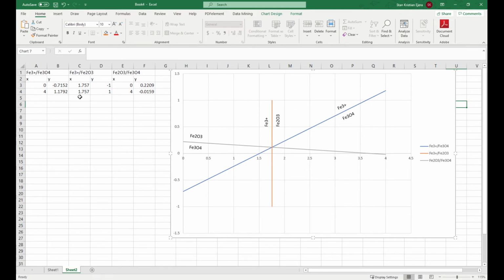Actually it's 1.757, no? Because x equals 1.757 here. So, here, this is 1.757. Therefore, we'll stop the Fe, this orange line, here for now. So, that's around 0.2. So, I can do 0.2.